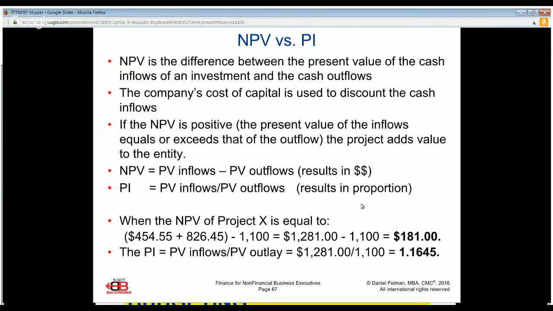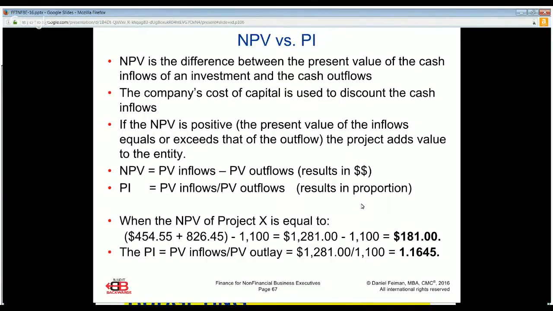And the other way to look at this, as we mentioned, was our profitability index. If we look at the present value of the inflows, 1,281, and divide that by the present value of the outflows, 1,100, we get the proportion of 1.1645, which means for every dollar we invest in this project, we get $1.16 back, net of all operating costs, all returns to capital. Again, the good news is it's above 1, but we don't know if it's good enough until we know what we're comparing it to.